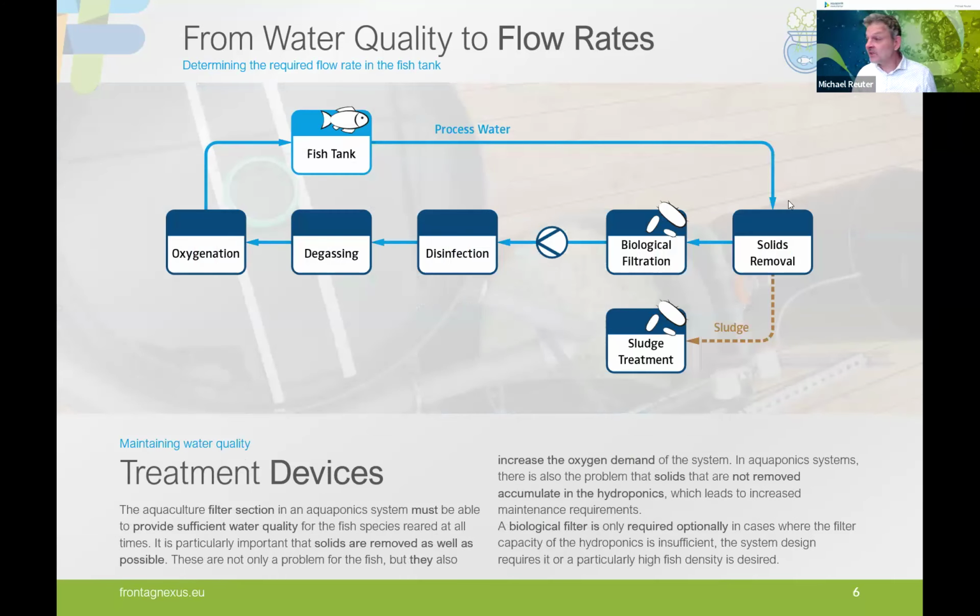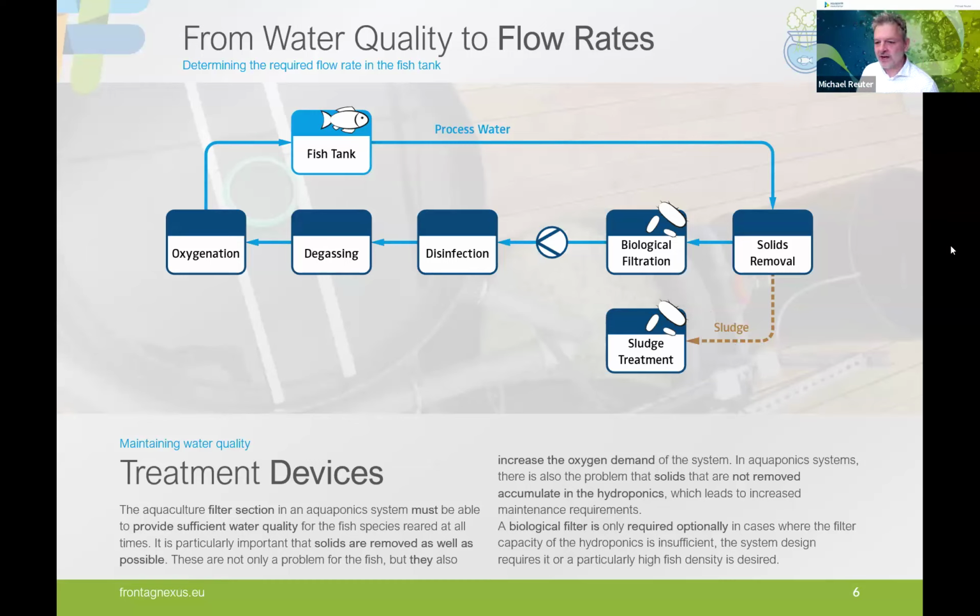Here are again the treatment devices that will make up our filter system. After the fish tank, in general, we tend to have directly the solid removal unit, because solids contain a lot of organic matter, and this has harmful consequences for later treatment devices, like, for example, the biological filtration. They also generate a lot of oxygen need. So it's best if we remove the major part of the solids from our system as quickly as we can. Then we have this biological filtration that transforms ammonia to nitrate in the end.